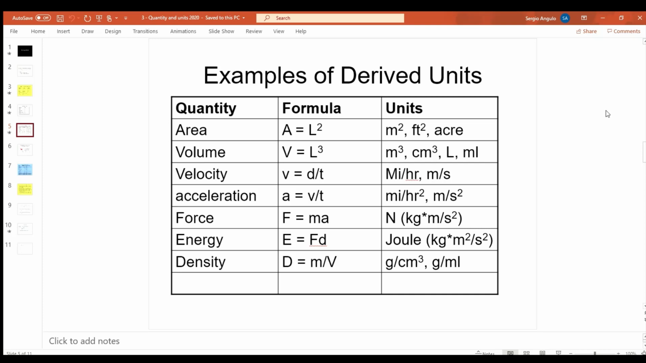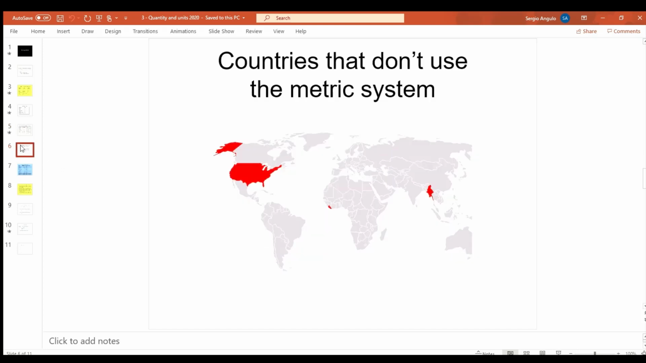Okay, so let's get to talking about the metric system. As I showed you before, the metric system is used throughout the world. And as I mentioned, when I talk to my family in Mexico, they always talk in meters and centimeters. I'm not 5 feet 8 inches tall in Mexico. I am 170 centimeters, or 1.7 meters. So most of the world uses the metric system.